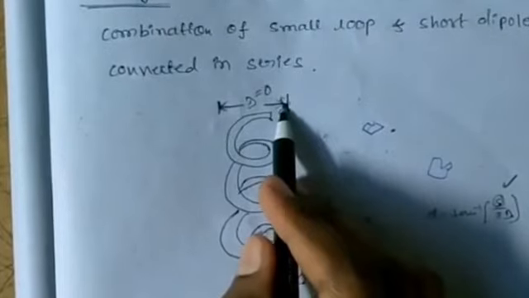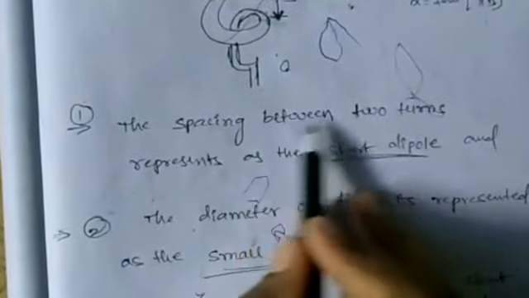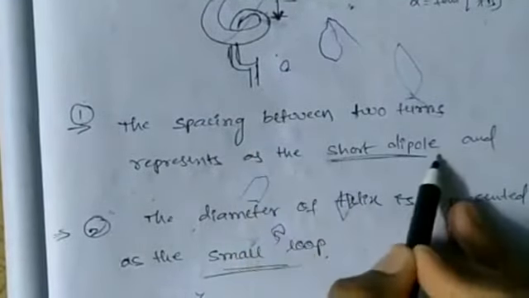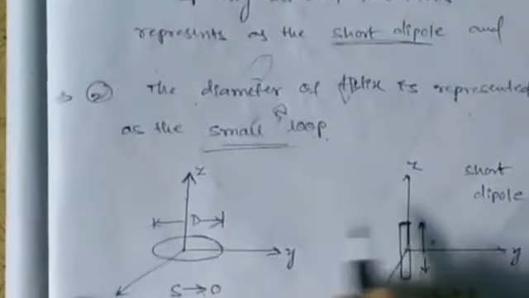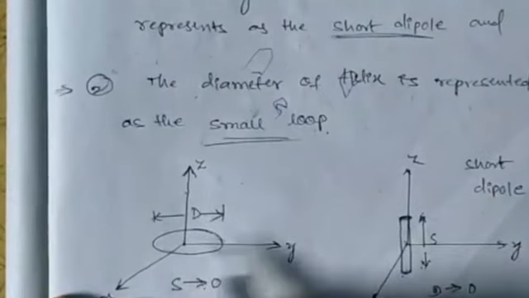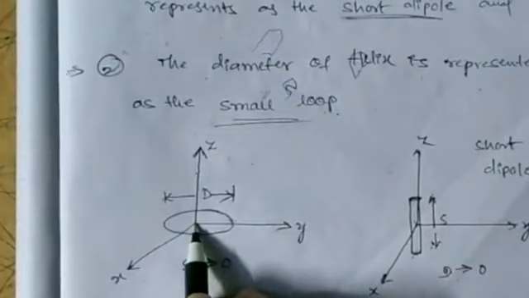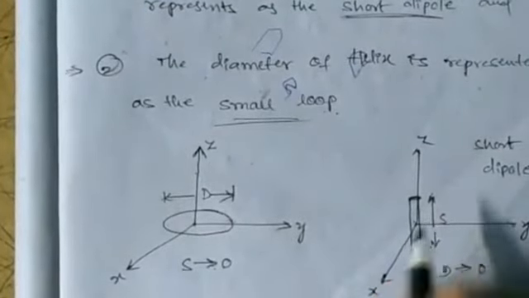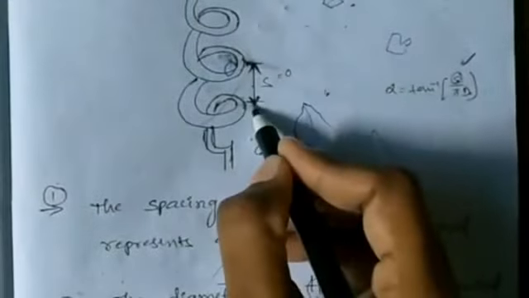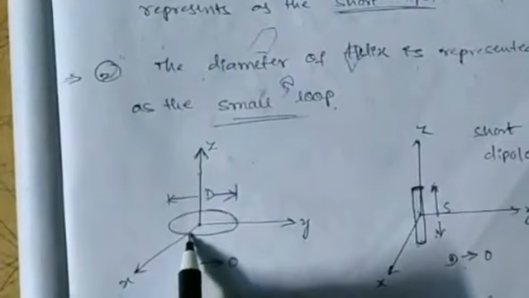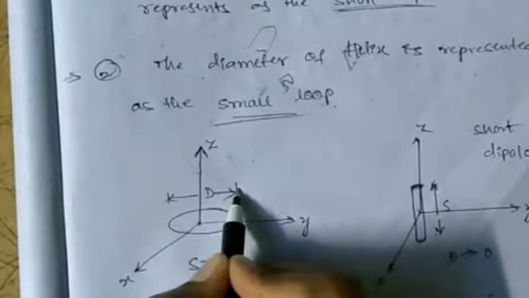Like this, the helical antenna is a combination of a small loop and a short dipole. See here, the spacing between the two turns represents the short dipole, and the diameter of the helix represents the small loop. This one is a small loop and this one is the short dipole. These two are connected in series in the helical antenna. How can the small loop exist, and how can the short dipole exist? When the spacing between the two turns is 0, the small loop exists and the diameter of the loop must be equal to the diameter of the helix.